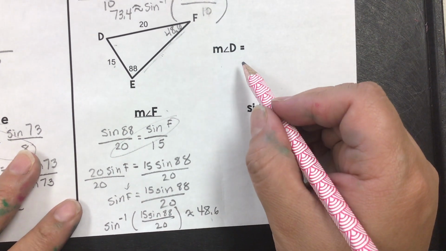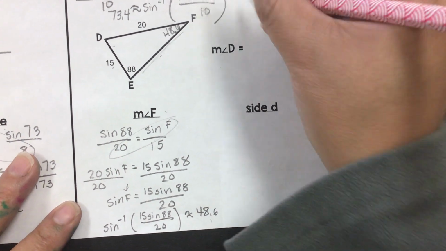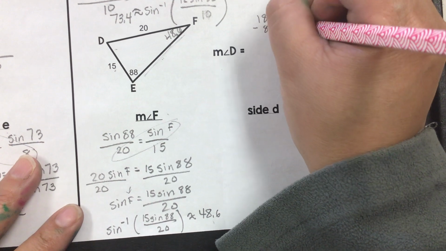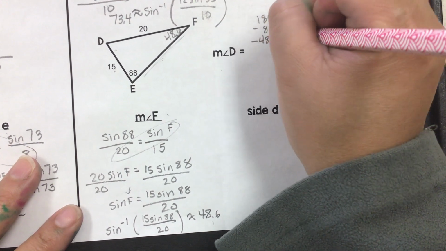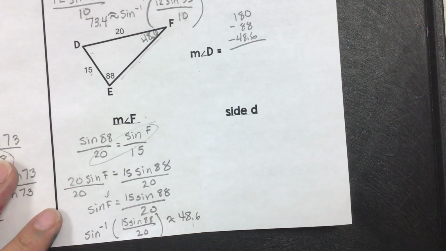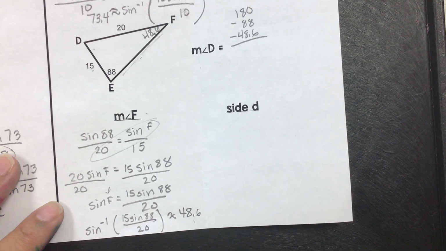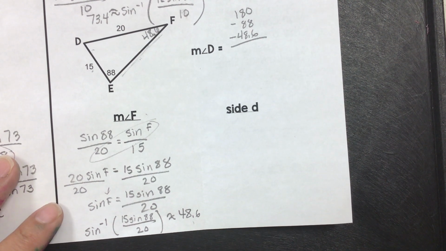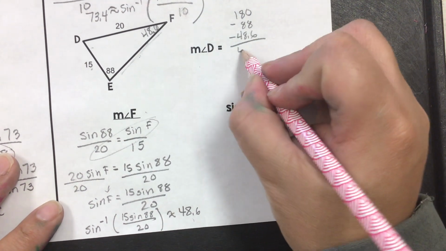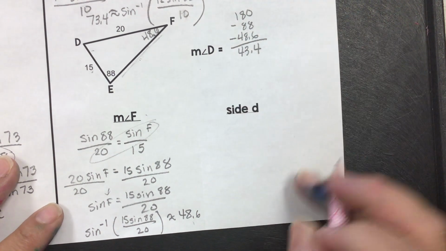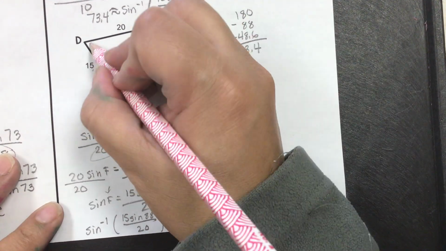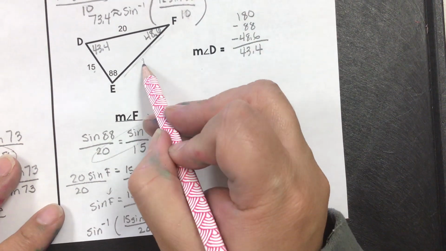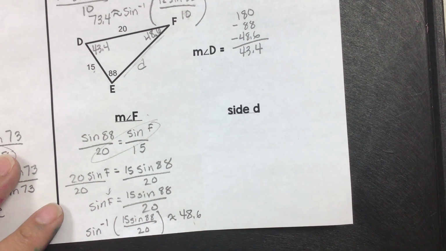Now to get this angle right here, what we're going to do is subtract it from 180, so 180 minus 88 minus 48.6 gives you 43.4. That gives me D, 43.4. That means I can solve for the side D now.